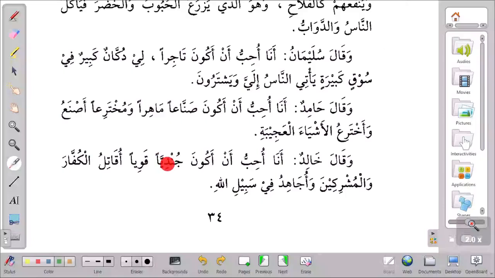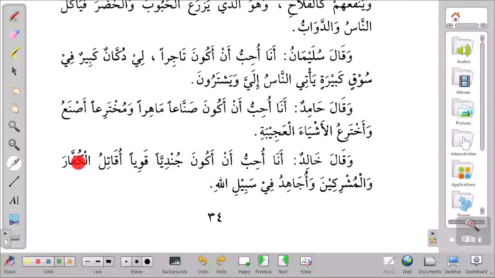Okay, jundun is a soldier. Junud is a plural, soldiers. Or jundiyun, a soldier. So ana uhibbu an akuna jundiyan. I want to become a soldier. Kawiyan. When you say kawiyun, strong, it is the opposite of da'ifun, weak. أنا أحب أن أكون جنديا قويا. I want to become a strong soldier.